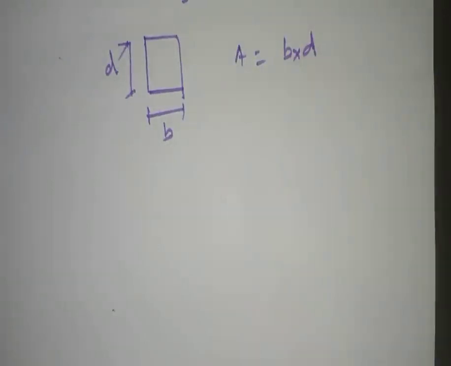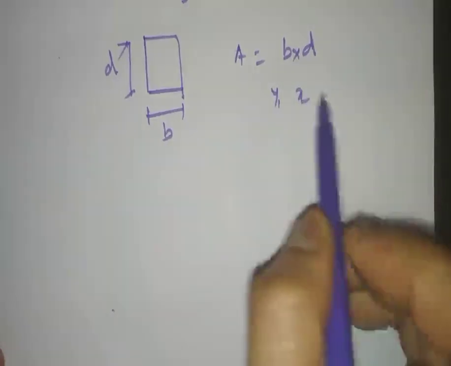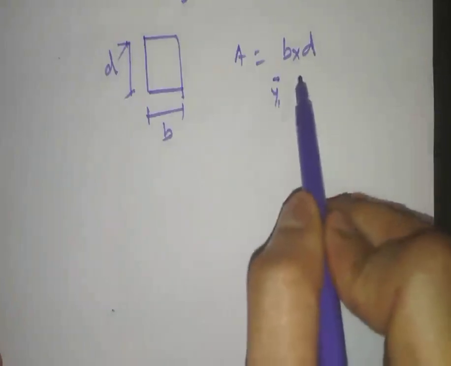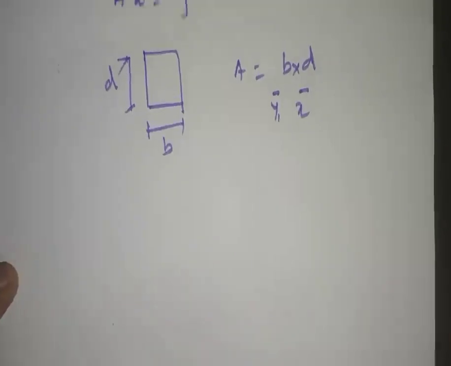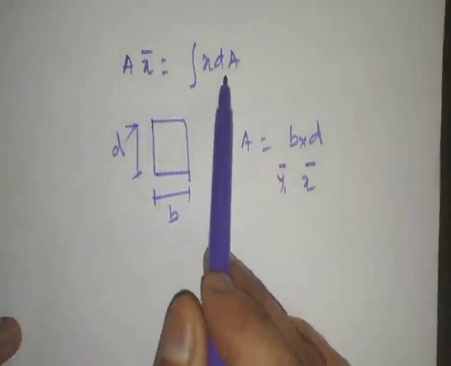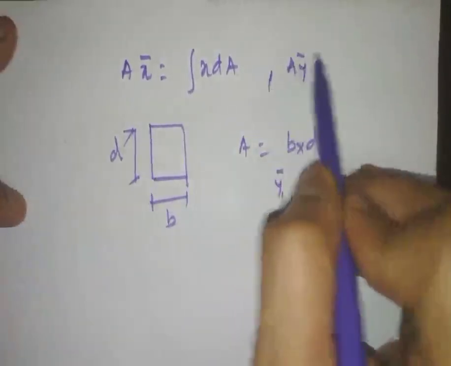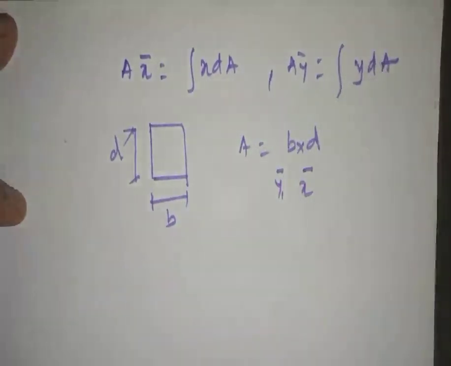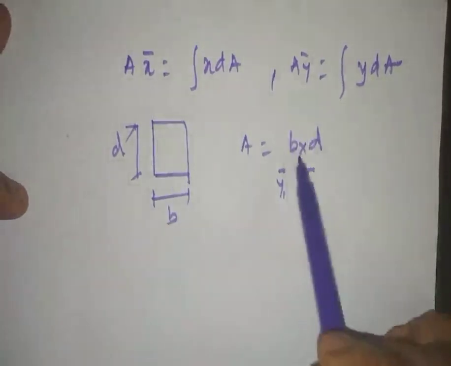Now we need to find out the centroid of this section. First we need to find the centroid along the y direction and the centroid along the x direction. The centroid along the y direction shall be called y bar, and the centroid along the x direction shall be called x bar. We substitute the same terms in A into x bar is equal to integration x dA for the x direction. Similarly, for the y direction, A into y bar is equal to integration y dA. These are the two terms we are supposed to find out. Here A, for both cases, shall be b into d.